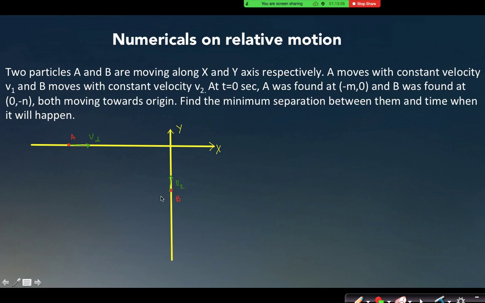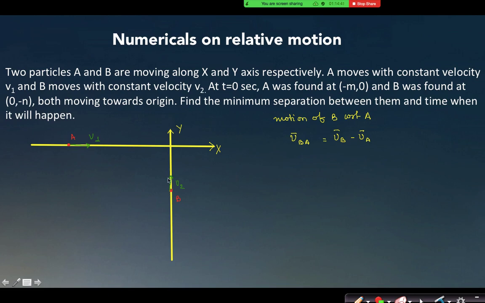Right, now again we understand that to find the minimum separation we have to observe the motion of one particle with respect to the other. So let us assume that we are here to observe the motion of B with respect to A. So what is the velocity of B with respect to A? You can see it is VB minus VA.